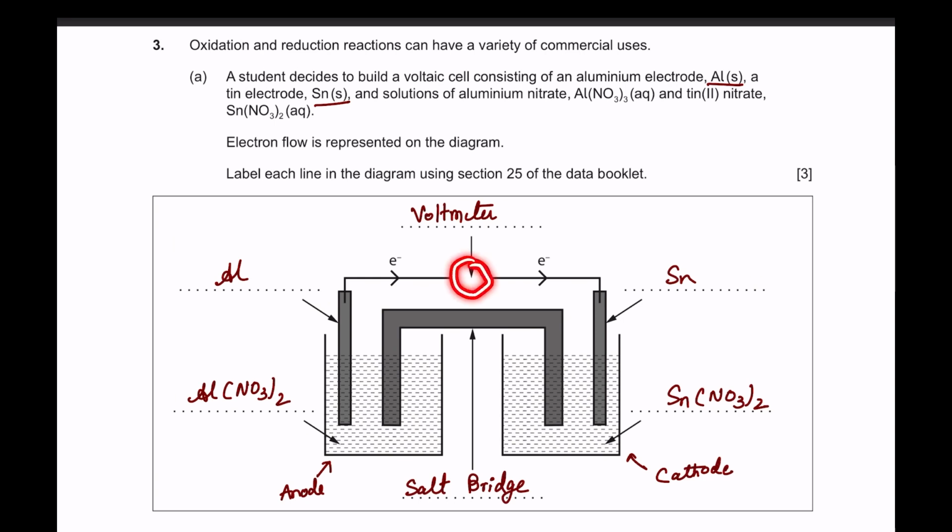So this thing, obviously it's a voltmeter, or the ammeter, whatever you say, that's correct. This is the salt bridge. So up to this, these two are pretty known to everyone. This is obviously common for any of the voltaic cells. Now comes the main part.